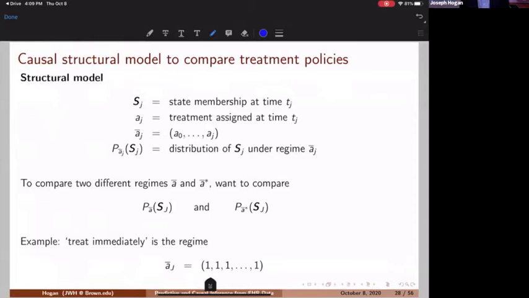So the causal structural model that we're going to look at, I know sometimes it's hard to get these notations down, but this is about the most concise thing I could come up with. S_j is state membership. Little a is treatment assigned at time j. You can think of it as treatment policy. It's a sequence of indicators of whether you're on treatment or not. So for example, the treat immediately regime would turn on the treatment right away and continue to keep the person on treatment all throughout. We want to compare two different regimes. One is the regime, let's call it A bar, where I treat immediately, and then I might have another regime, A star, which is treat when CD4 falls below 350. And I just want the probability distribution of these state memberships.